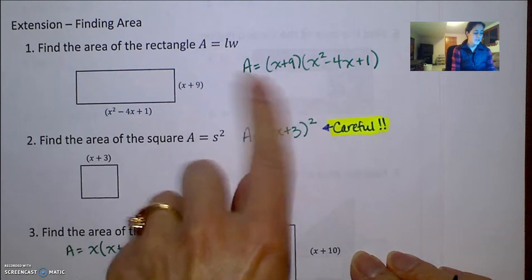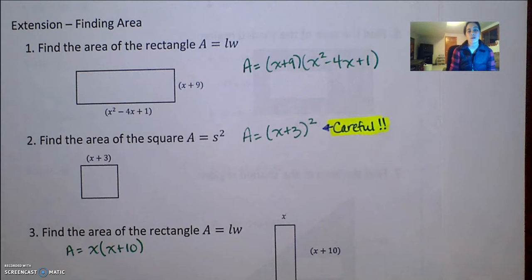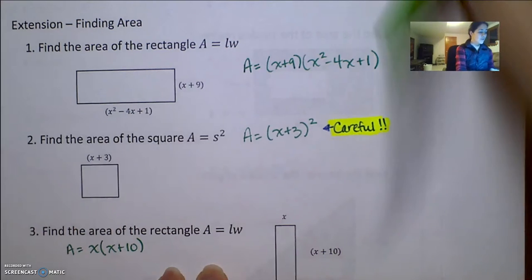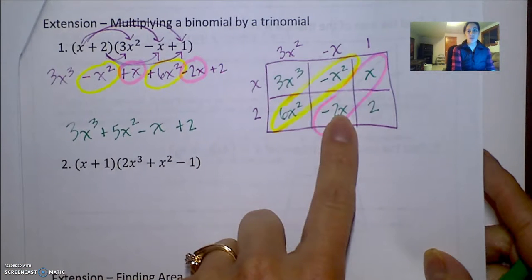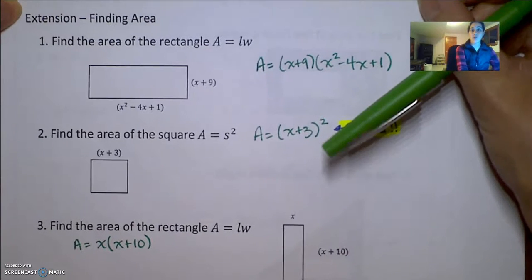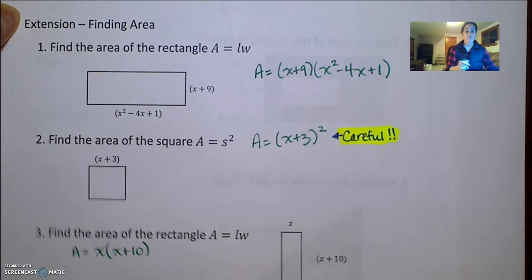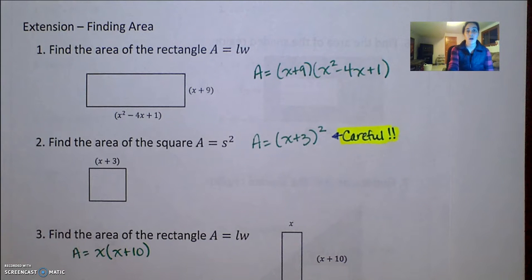Now, I've already written out the area. The area of a rectangle is length times width, so I wrote x plus 9 times the quantity x squared minus 4x plus 1. We just talked about in the previous video how to multiply a binomial times a trinomial. You may choose if you want to do FOIL or set up a 2x3 box like we did for the last video. So pause the video real quick, work it out, and then check your answer. Okay? I'll be right back.